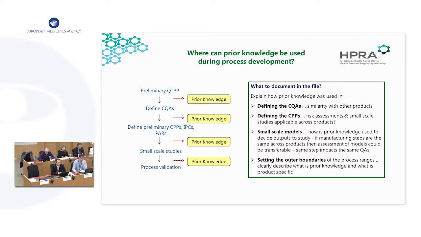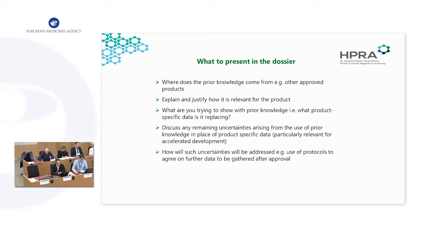Defining the CPPs, what risk assessment and small-scale studies are applicable across products. For the small-scale models, was prior knowledge used to decide the outputs of the study, and are the manufacturing steps the same across products? So the models could be transferable, or parts of the models. And setting the outer boundaries of the PARs, clearly describe what is product specific and what is prior knowledge in terms of justifying the ranges of PARs.